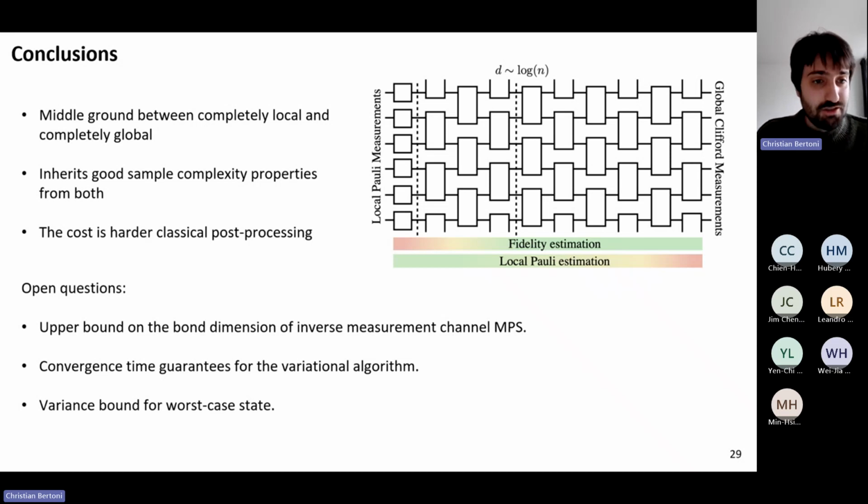And we have many other open questions. The three important ones, I would say, are: we don't have an upper bound on the bond dimension of the inverse measurement channel MPS, which is crucial; we don't have convergence time guarantees for this variational algorithm, so we don't know how hard the classical post-processing actually is in the case of shallow observables; and we are missing a variance bound for worst-case states for low rank observables.